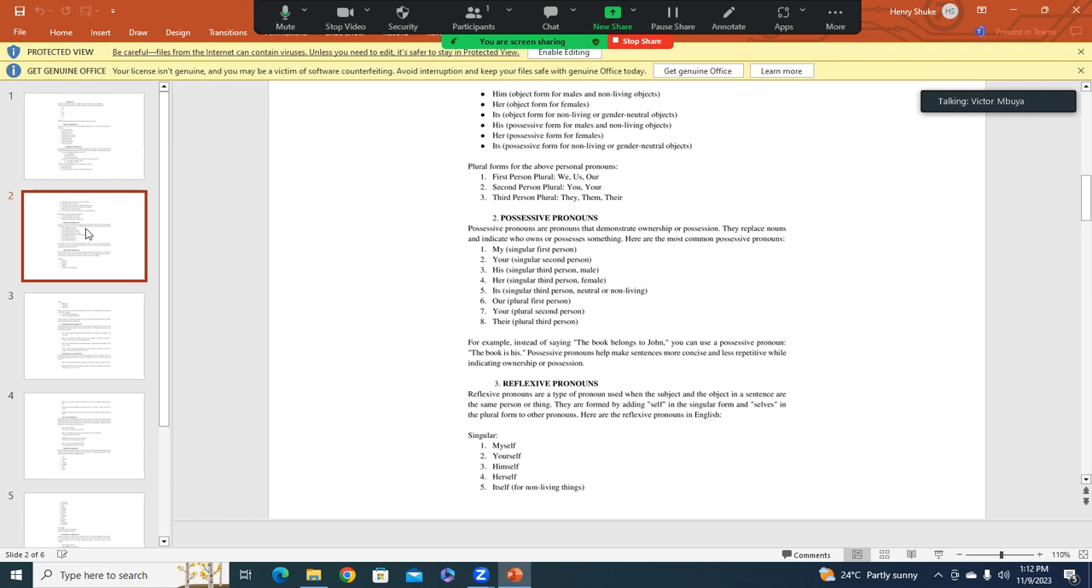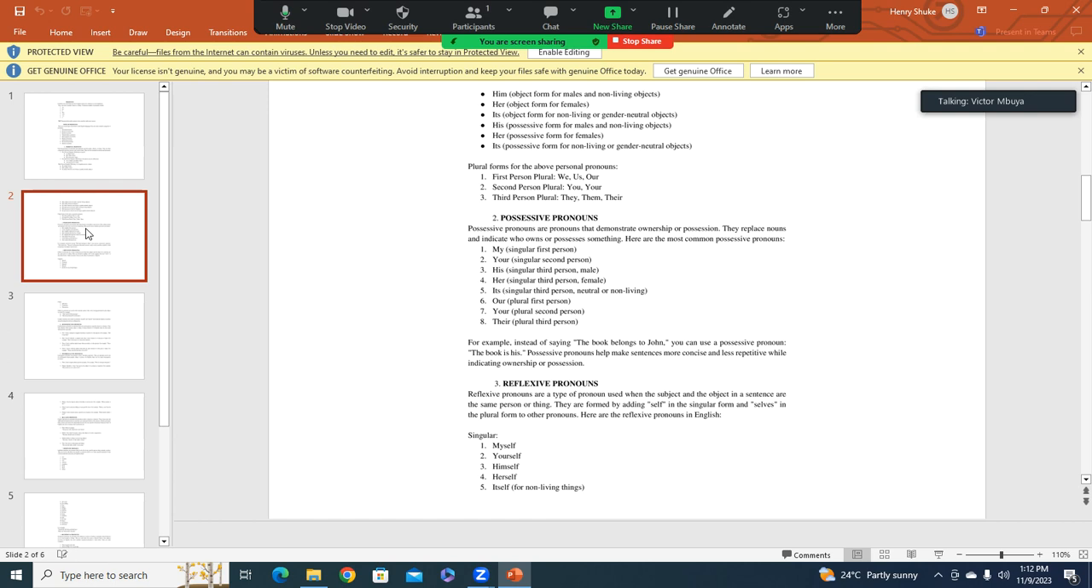So, for example, instead of saying the book belongs to John, you can use a possessive pronoun: the book is his. Possessive pronouns help make sentences more concise and less repetitive while indicating ownership or possession.